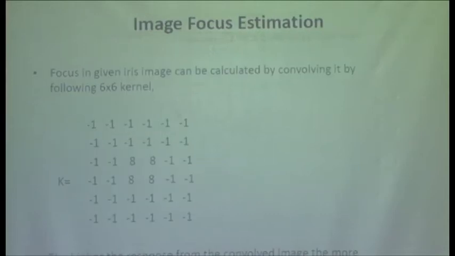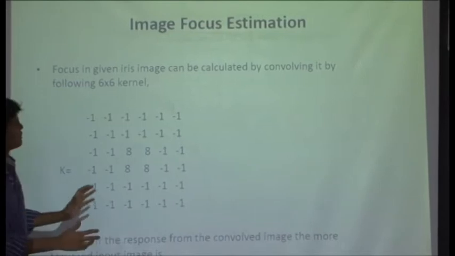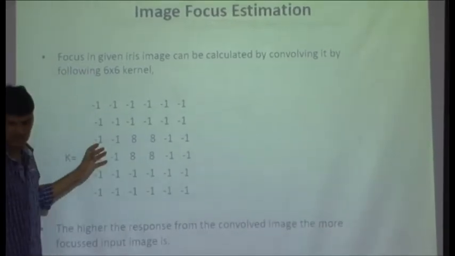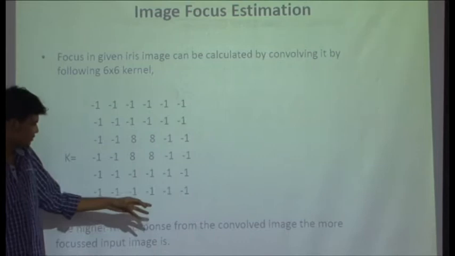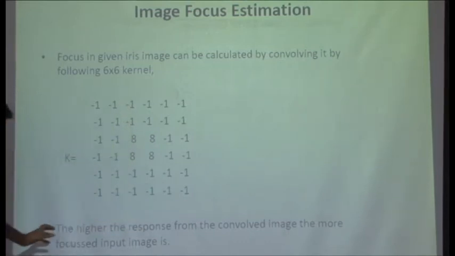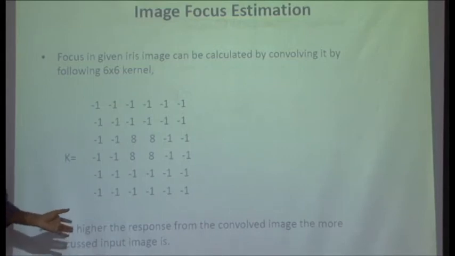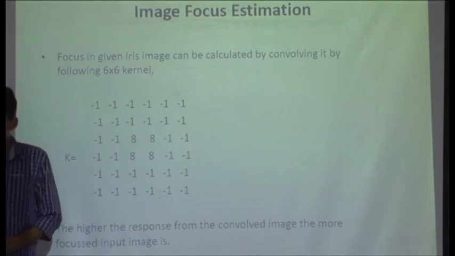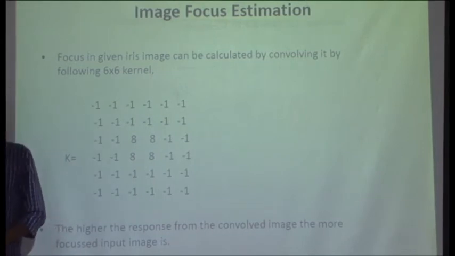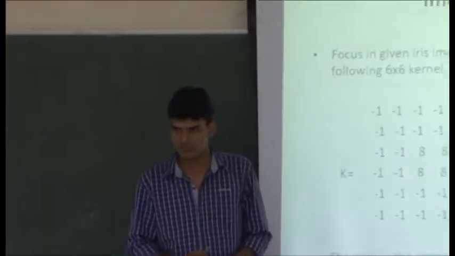The focus of an image can be calculated by convolving the input image with this kernel. The higher the response from the convolved image, the higher the focus in the input image. What I suggested is that you take this thesis and read it, but you have to come up with at least two, three more parameters, and if you find something interesting, you may change some of this kernel somehow. I am presenting what I have gained from it. Okay, that is fine, it can be done at a later stage.